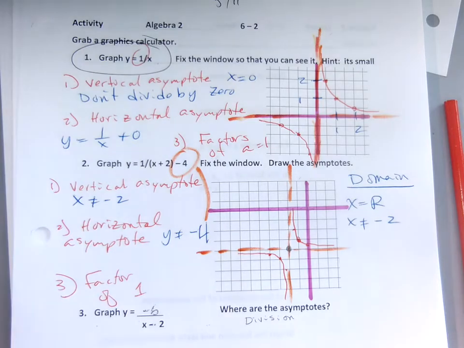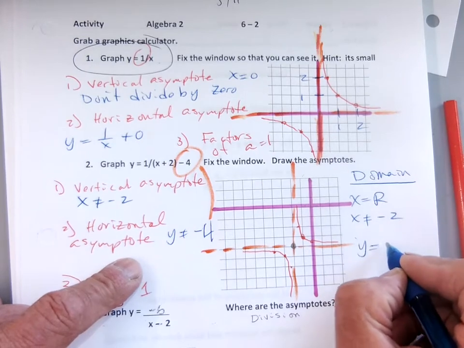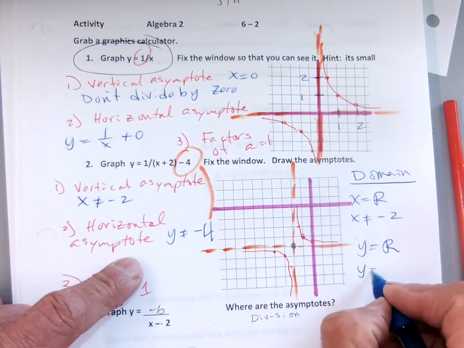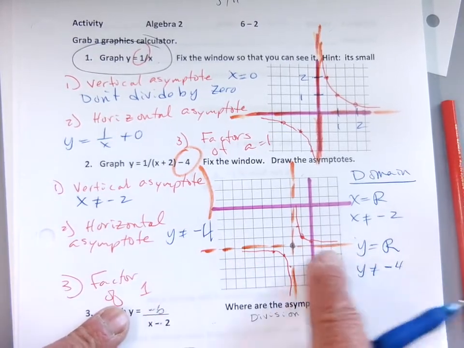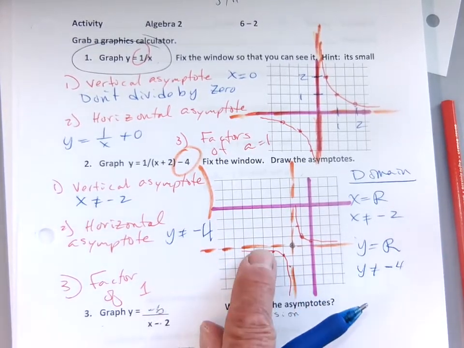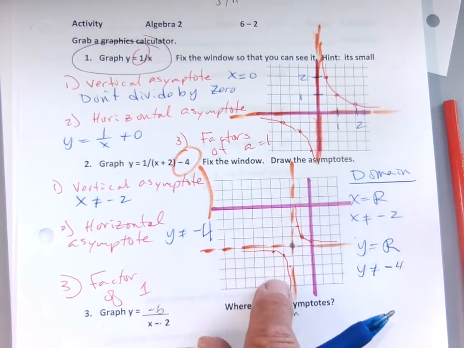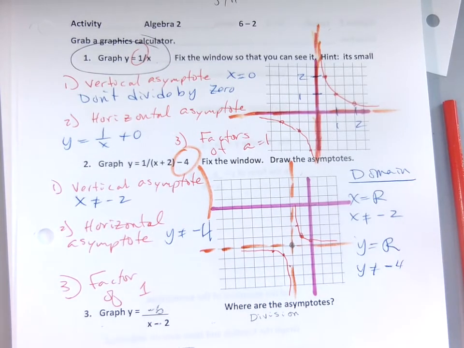What about range? Yeah, all real numbers, I agree. Y is equal to everything except one thing. Cannot equal -4. Good. And there's your horizontal asymptote, okay? Which makes sense. It'll never reach -4, will it? It'll never reach -4. Am I doing okay? Okay, it's not too hard, is it?